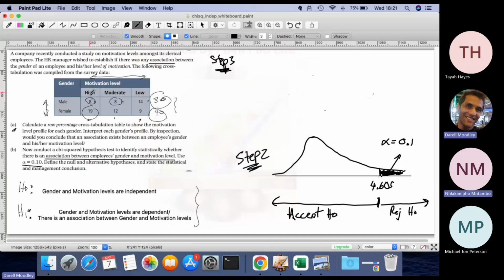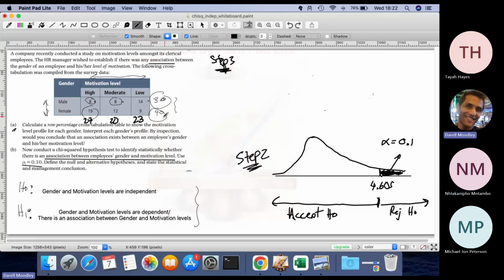So look at just the column high. We're going to add up those values. Okay, so 8 plus 19, we would add them up, and we would get 27. So the total here is 27. The total in the next column is 8 plus 12, which is 20. And in the last column, it's 14 plus 9, which is 23.